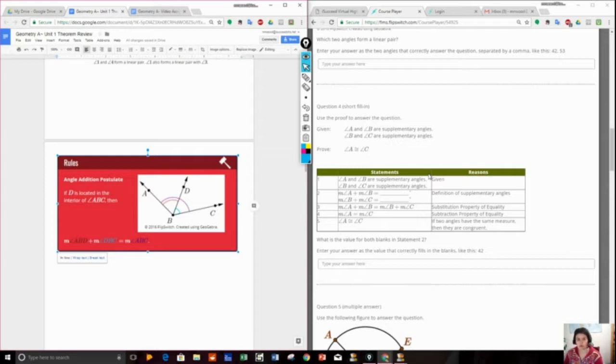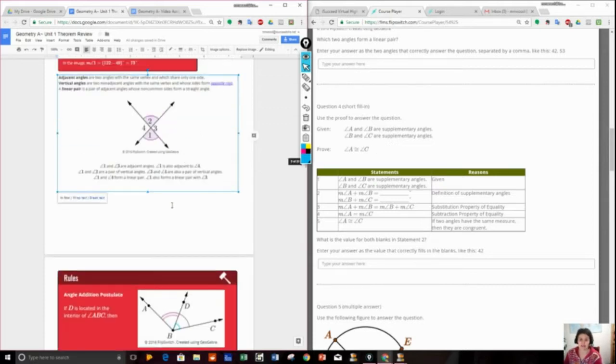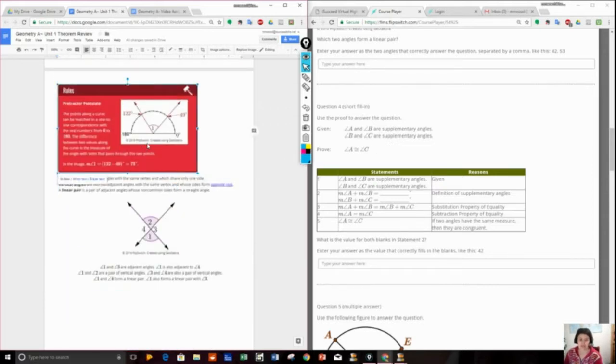any game that you play. Here are the rules, and then you can set out on that game. So I like it because I have a list of the rules. So given angle A and angle B are supplementary angles, and angle B and angle C are supplementary angles, we need to prove that angle A is congruent to angle C.